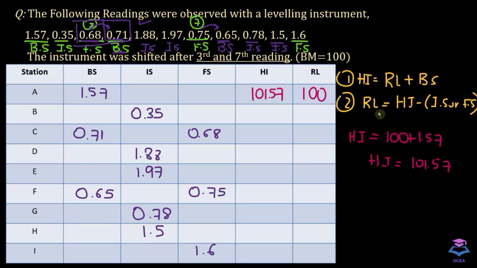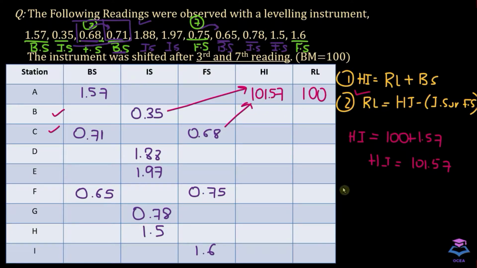After determining HI, we are going to determine the reduced level of the next consecutive points, so B and C. To determine the reduced level of points B and C, we are going to use this formula. Reduced level is equal to HI minus IS or FS. To determine the reduced level of point B, we are going to subtract 0.35 from 101.57. To determine the reduced level at point C, we are going to subtract 0.68 from 101.57.